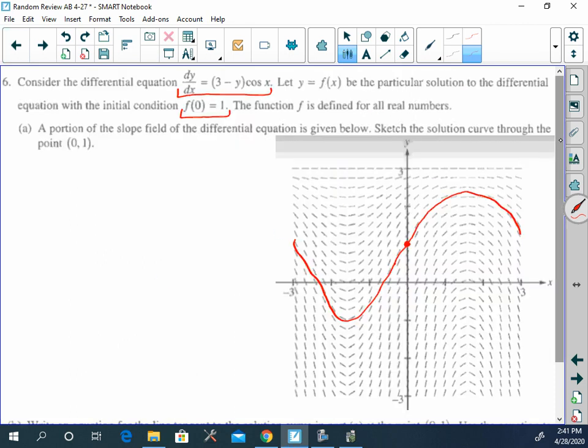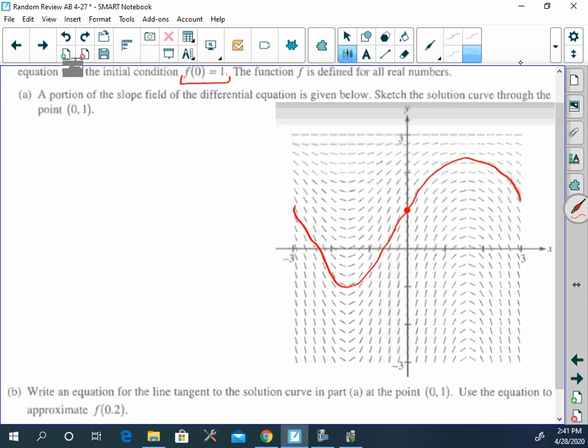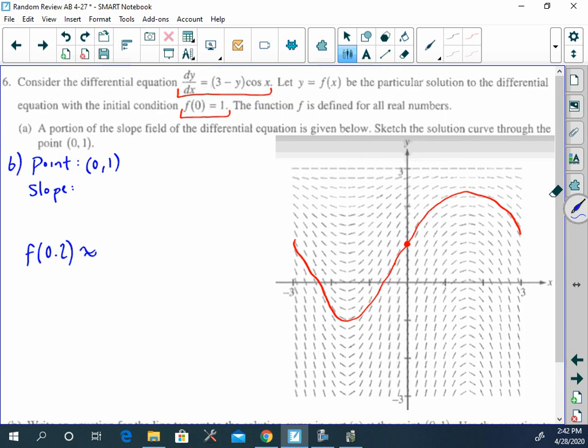Okay, then part B, I might do the work up here. It says write an equation for the line tangent. Whenever it says that, you want point and slope. So let's see here. Given in part A, at the point 0, 1, use the equation to approximate. So after this, we're going to find what f of 0.2 is. I don't want to forget to do that.